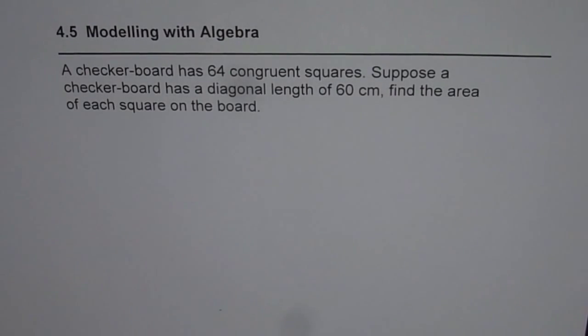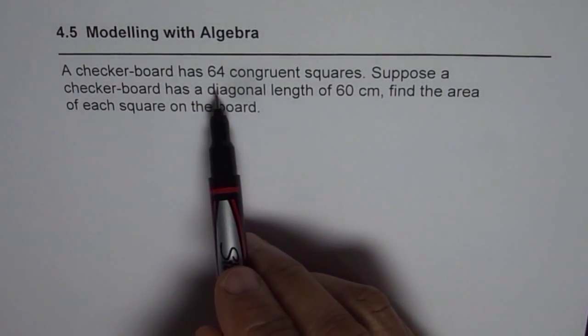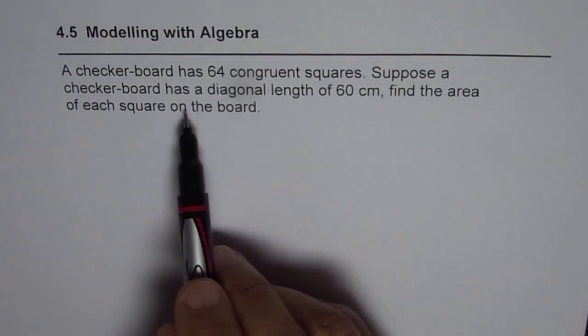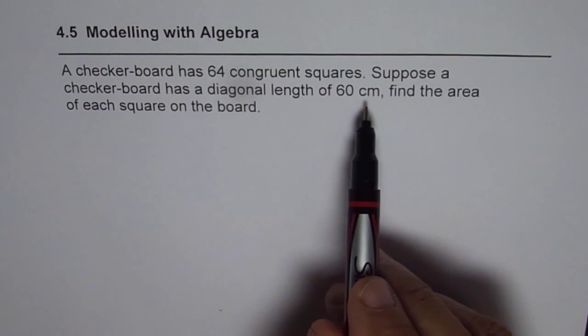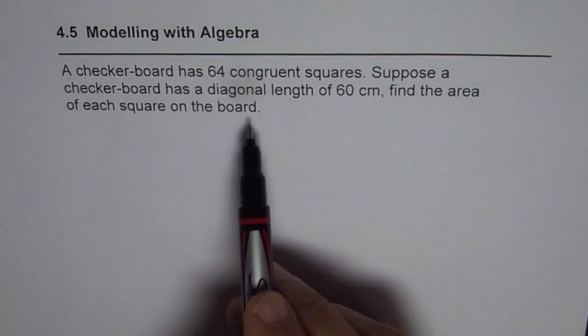I'm Anil Kumar, and in this video we will model a situation with algebraic equations. The question here is, a checkerboard has 64 congruent squares. Suppose a checkerboard has a diagonal length of 60 centimeters. Find the area of each square on the board.